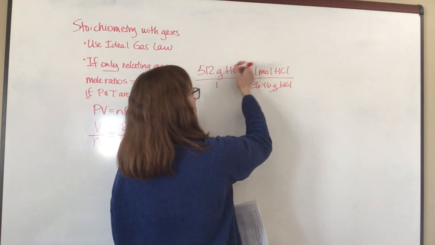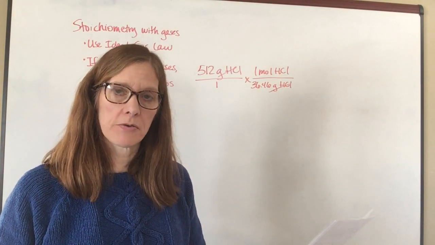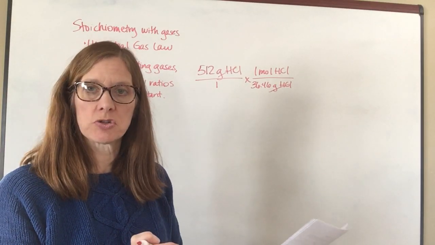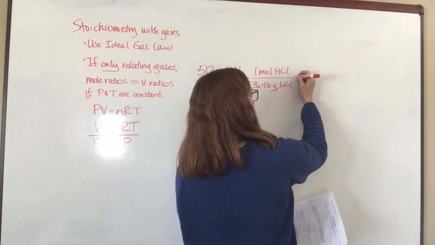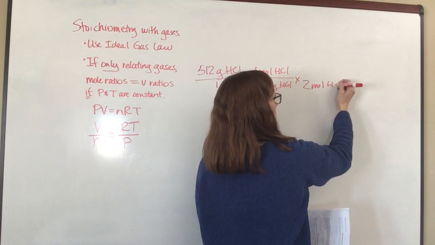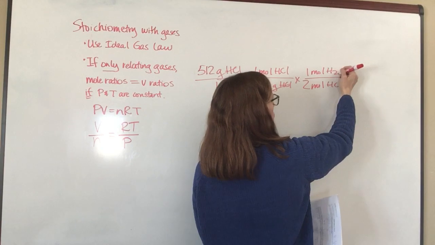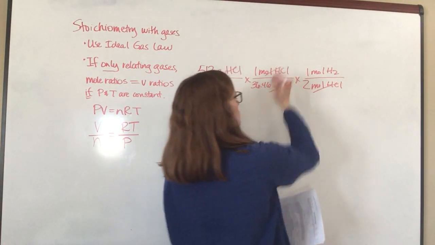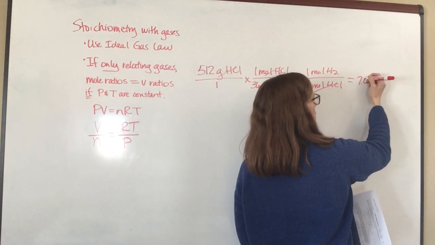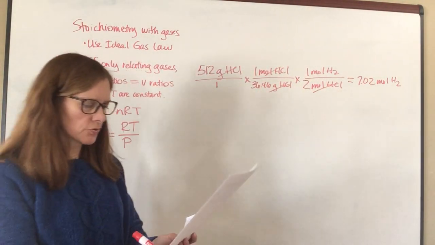So grams of HCl will cancel out. Now I'm trying to find the amount of hydrogen gas that's going to be produced. And so now I'm going to use the coefficients in the balanced equation. If you look at the balanced equation, there are 2 moles of HCl for every 1 mole of H2 that's going to be produced. So moles of HCl will cancel, giving me moles of hydrogen gas, and I will end up with 7.02 moles of hydrogen gas. Okay, so that's moles.